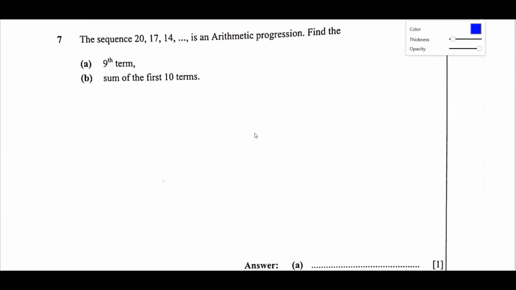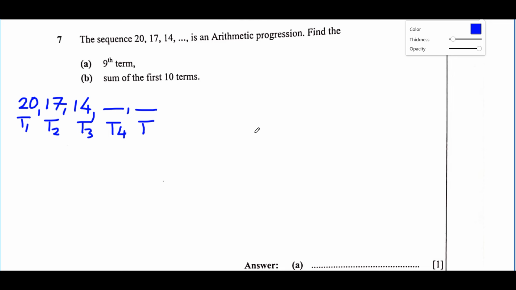Question number 7 is coming from sequence and series. The sequence 20, 17, 14 is an arithmetic progression. Find the 9th term. So we have 20 as our first term, 17 as our second term, 14 as our third term, then the 4th term, 5th term, 6th term, 7th term, 8th term, 9th term. So we want the number in position number 9.